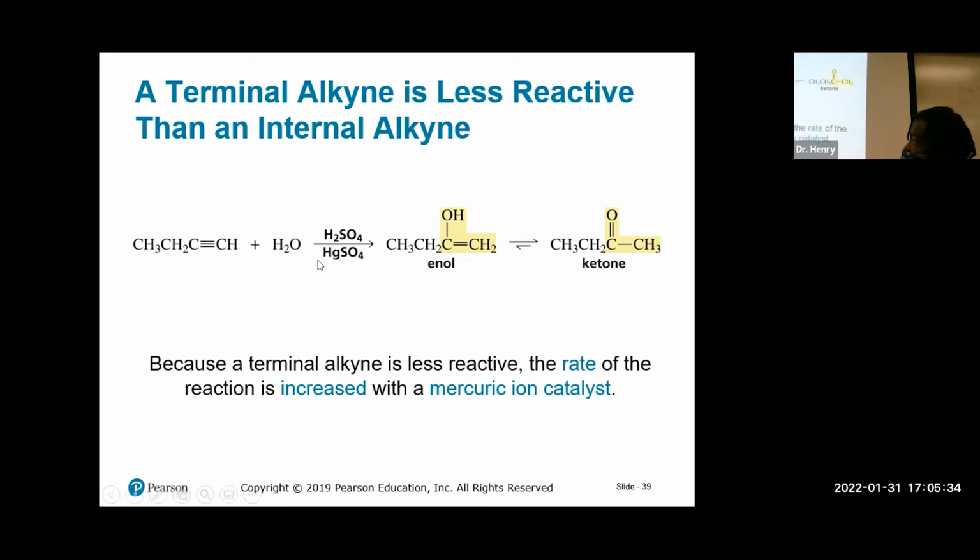Now, in the case of the terminal, again, the OH is going to end up here. So you're going to have your enol. You end up with the double bond here, right? So we're going to get the ketone, the enol ketone conversion, or interconversion, resulting in our ketone product. Now again, this won't happen effectively if we don't include that mercury ion. That mercury sulfate adds the mercury ion that acts as a catalyst. It helps that process. Okay.